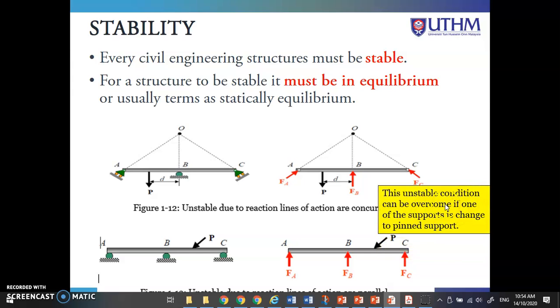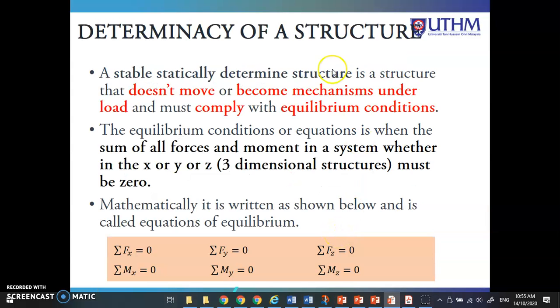So this unstable condition can be overcome if one of the supports is changed to a pin support. Maksudnya kat sini kalau kita ubah salah satu daripada support ini menjadi pin support, dia akan ada dua reaction. So this structure will become more stable. Alright, for the determinacy of the structure.